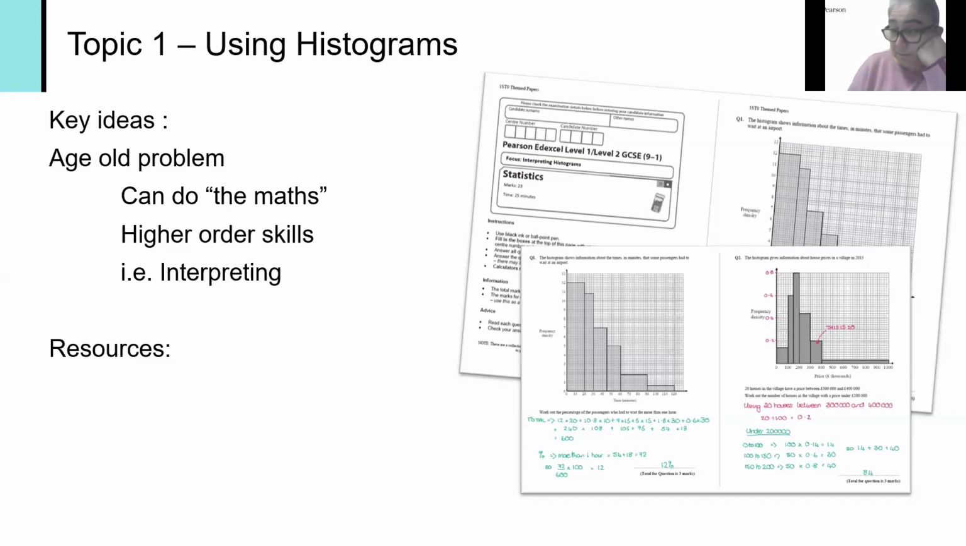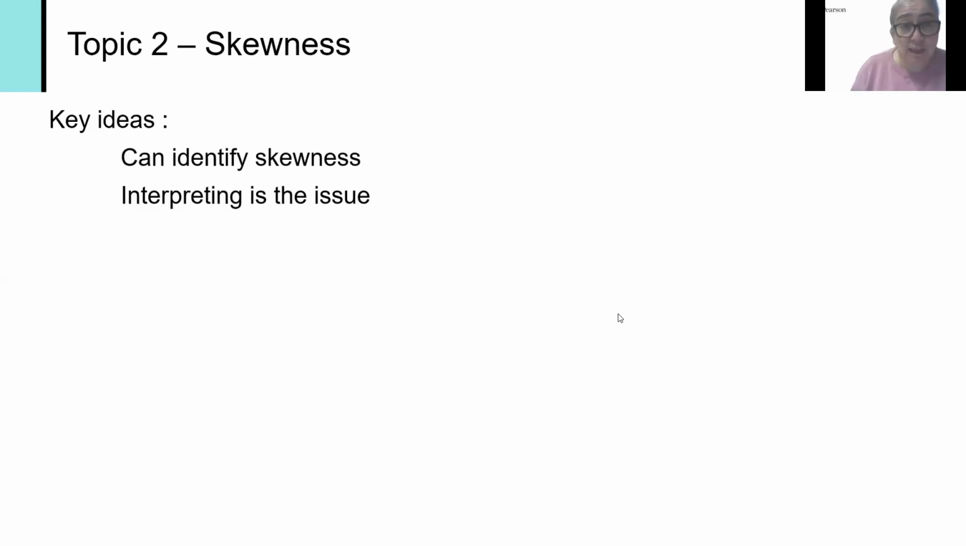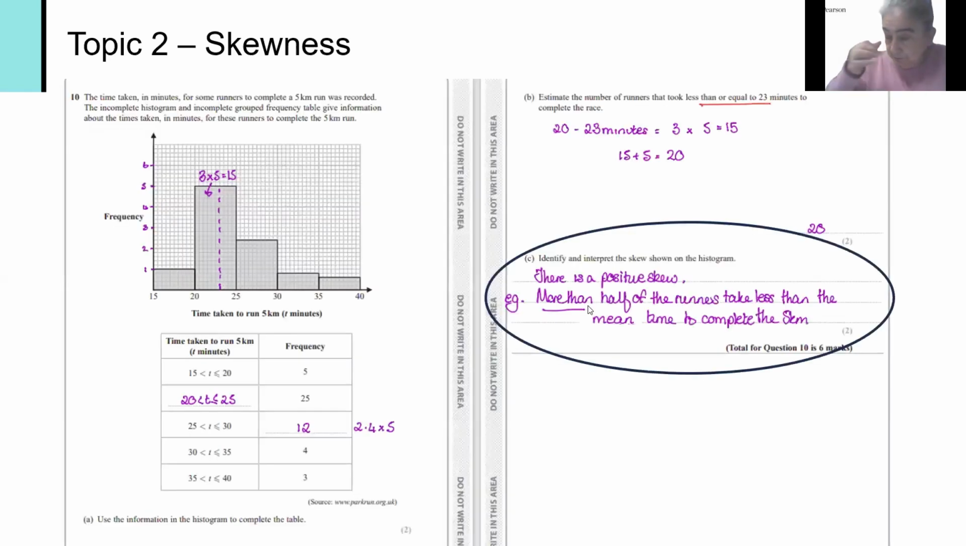Then the second topic is skewness. Again, they can identify skewness. It's the interpretation. So they can identify what is positive, what's negative, and where it's symmetrical. But it's then, what does that actually mean? And it comes up a lot.